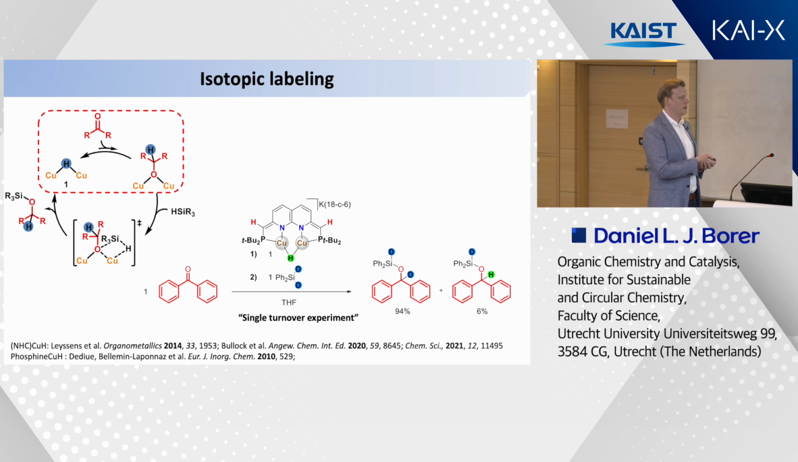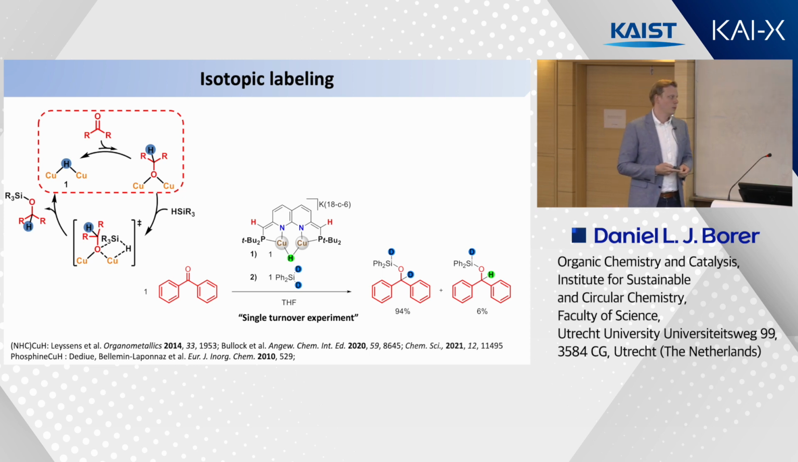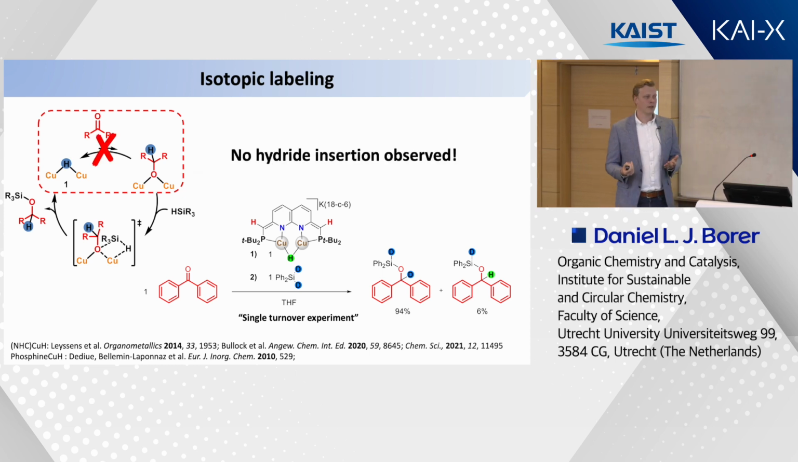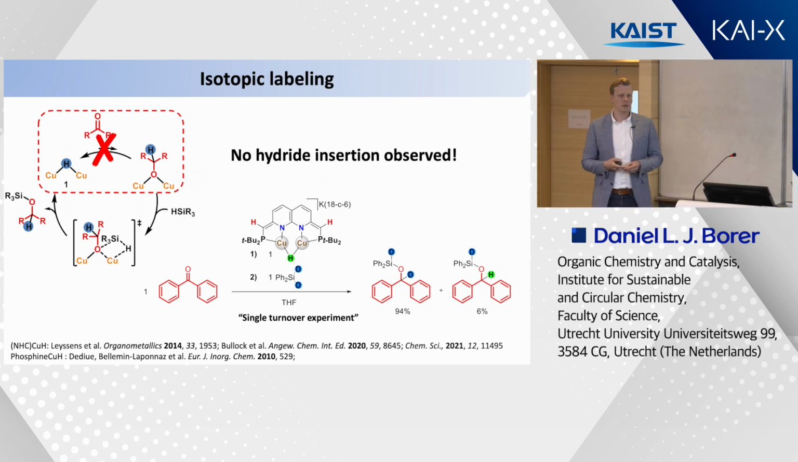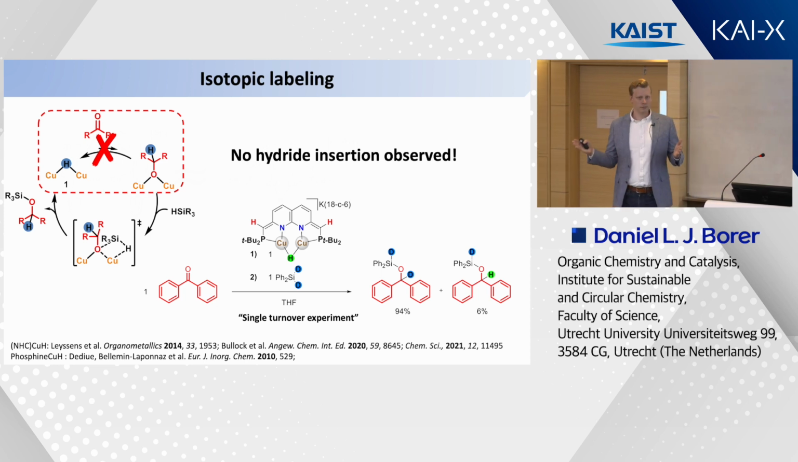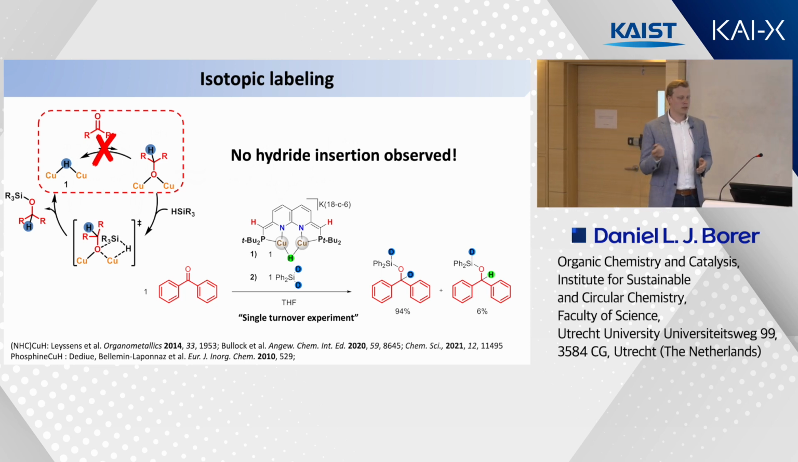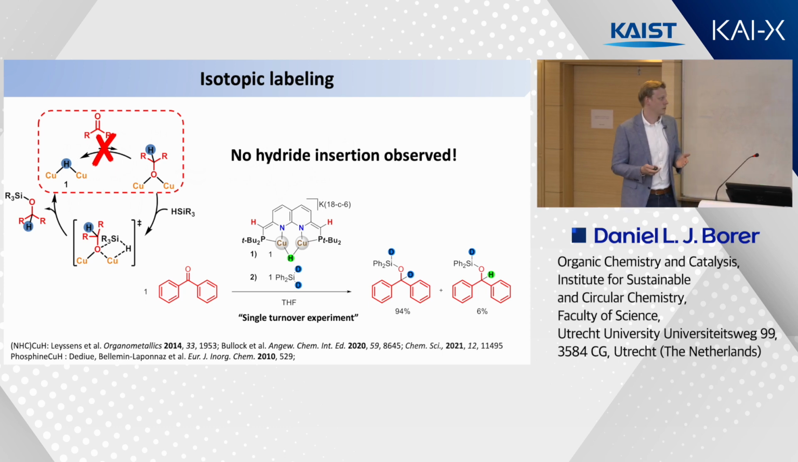So we mix the anionic copper hydride with the ketone, then add the silane, and what we see is that we have no or practically no hydride incorporation into the substrate, which shows us that we don't have any hydride insertion. The 4% or the 6% that we do see is actually due to scrambling, because if we mix the hydride with the silane at a roughly slightly slower time scale, we also see scrambling going on. But this showed us that there's no hydride insertion.